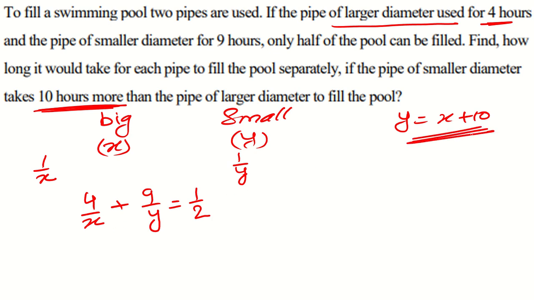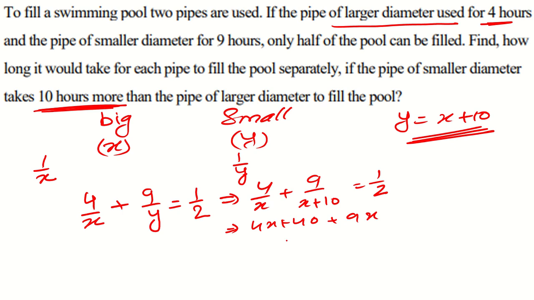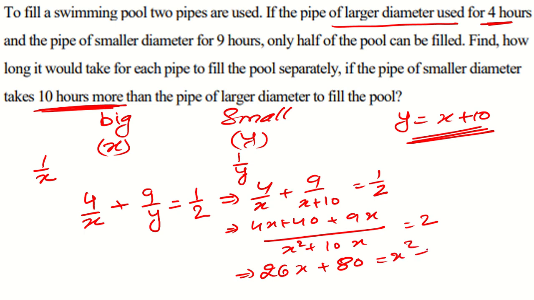Now, write this value of y from here into this equation. It will become 4 over x plus 9 over x plus 10 equal to 1 over 2. By cross multiplication, take the LCM. So it is 4x plus 40 plus 9x over x square plus 10x, equal to 1 over 2. Means 4x plus 9x is 13x, 13x times 2 is 26x, plus 40 times 2, 80, is equal to x square plus 10x. So it means x square minus 16x minus 80 is equal to 0.